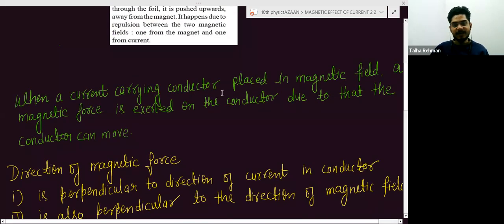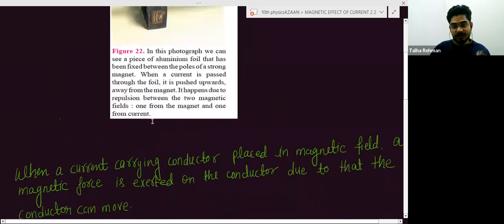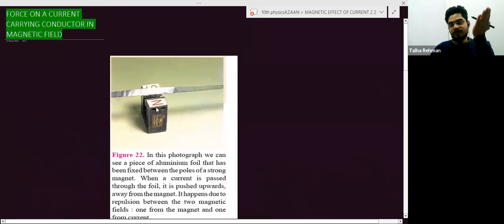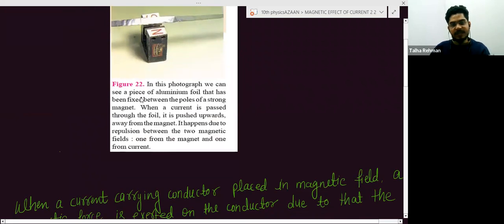So when a current carrying conductor is placed in a magnetic field, a magnetic force is exerted on the conductor. Due to that, the conductor can move. So this conductor will move upward. In this photograph, we can see a piece of aluminium foil that has been fixed between the poles of a strong magnet. When the current is passed through the foil, it is pushed upward away from the magnet. It happens due to the repulsion between the two magnetic fields, one from the magnet and one from the current.